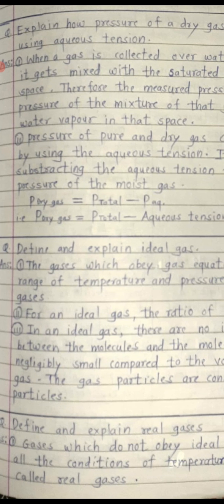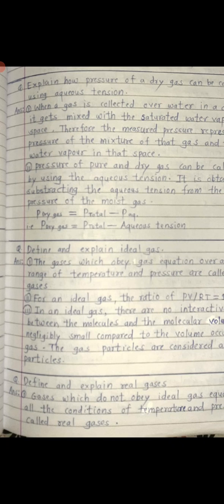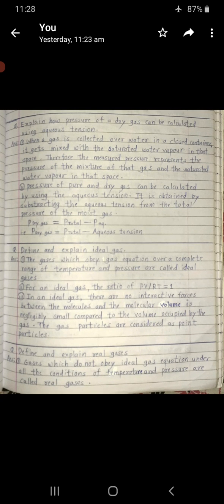Okay, now define and explain ideal gas and real gas. First of all, ideal gas. What is ideal gas? The gases which obey the gas equation over a complete range of temperature and pressure are called ideal gas.